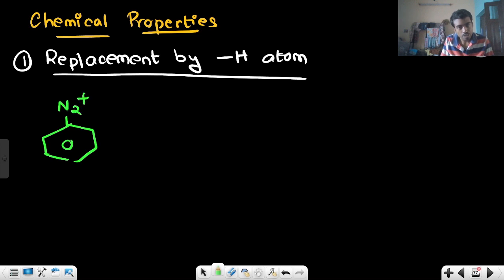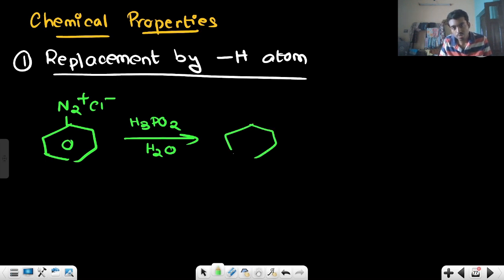You have the diazo part, with Cl minus. Not a very big deal. We will be using H3PO2 in presence of water, that is an aqueous solution. So what we will get is benzene, that is substitution by H will make benzene, right? And this H3PO2 will get oxidized. So this will get oxidized to what? H3PO3. Along with that, the N2 gas will be released and we will get HCl also.